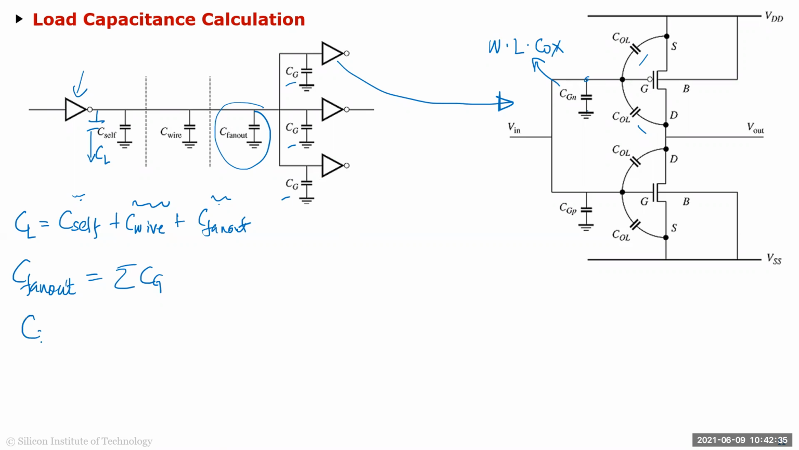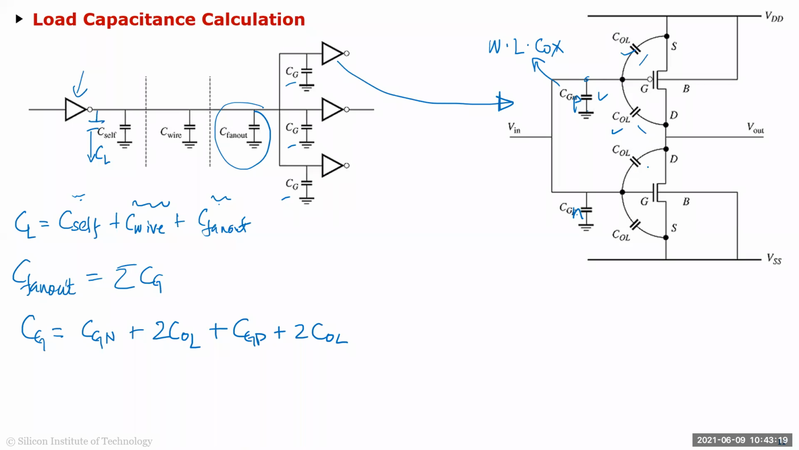So in other words, I can write CG is equal to the total gate capacitance of this. The total gate capacitance is CGN plus 2 times the overlap cap plus CGP plus 2 times the overlap cap. So basically, these two caps are 2 times COL. This is CGN. Yeah, this should be P. This should be N. So you have CGP plus these two overlap caps. Then you have CGN plus these two overlap caps.